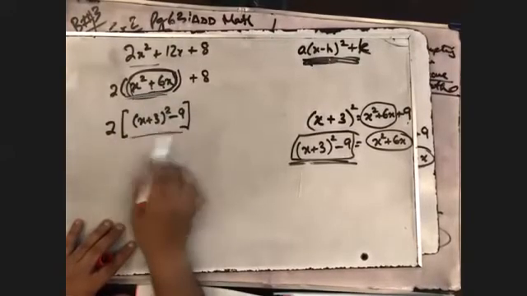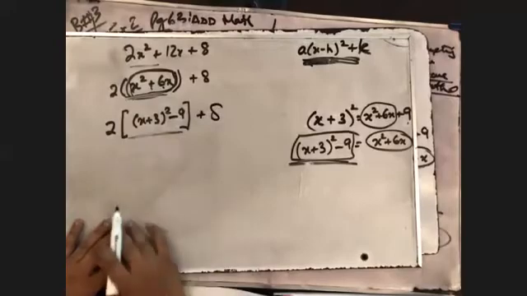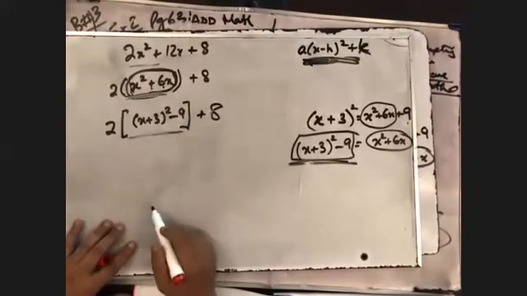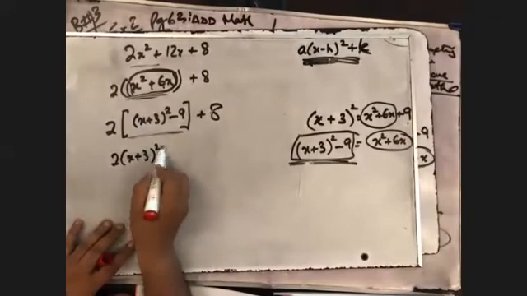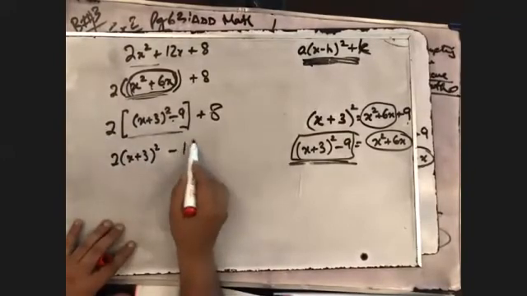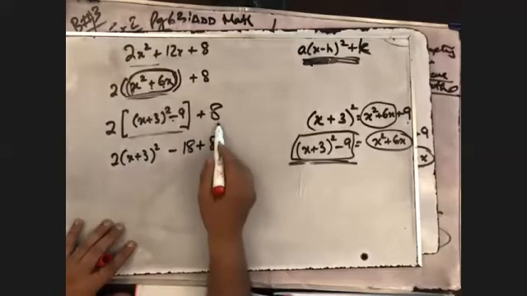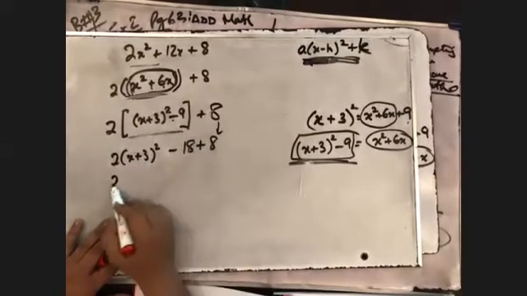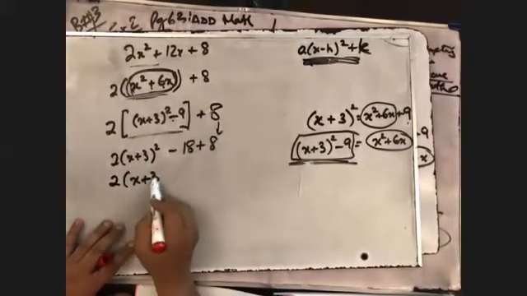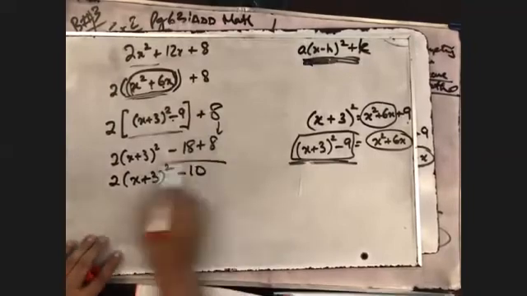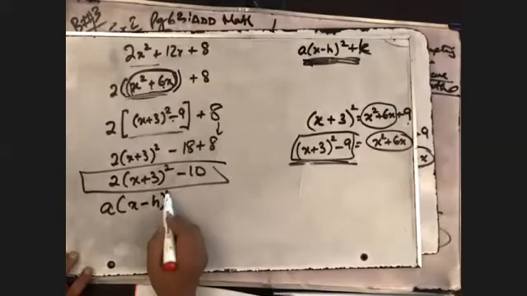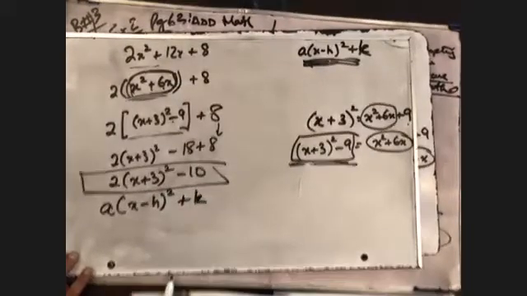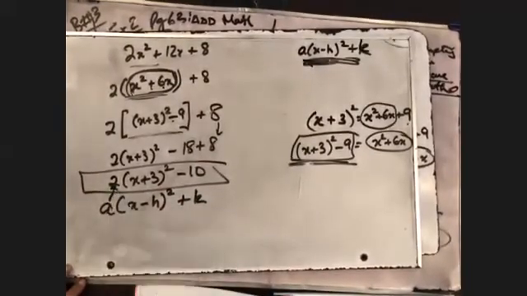This entire thing is this thing plus 8. 2 into x plus 3 whole thing squared, and 2 into minus 9 is minus 18, plus 8 coming from here. 2 into x plus 3 whole thing squared minus 10. Congratulations. It's in the format of a into x minus h whole thing squared plus k.